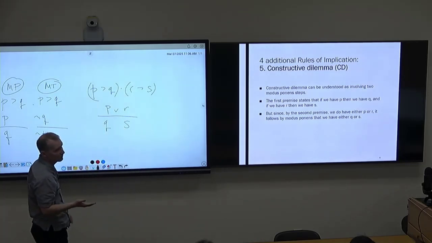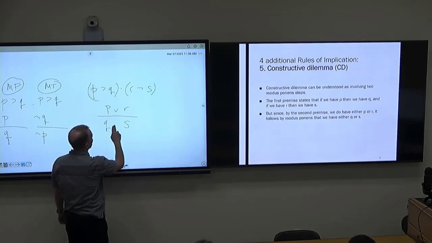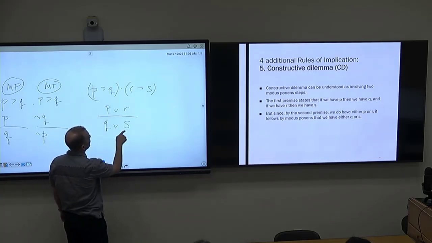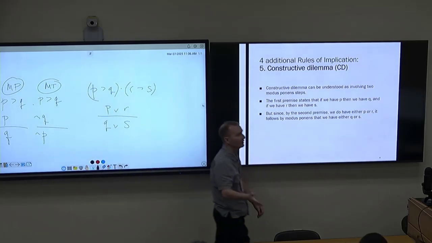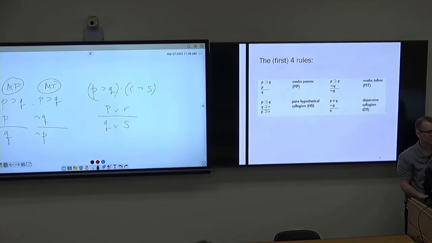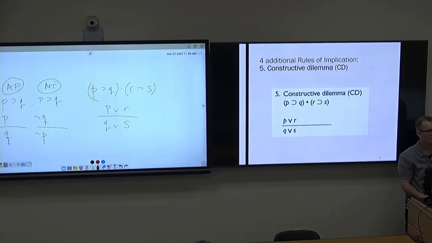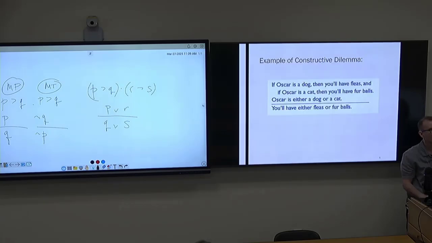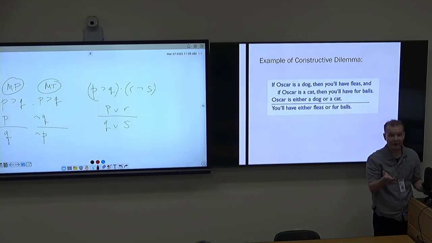So that's the constructive dilemma for you, because that would then mean that one of these two should be true. That's basically the idea behind the constructive dilemma. So these are the four rules of implication, which we already saw. This is the dilemma, constructive dilemma. Okay, great.